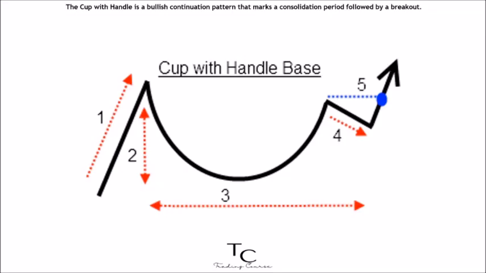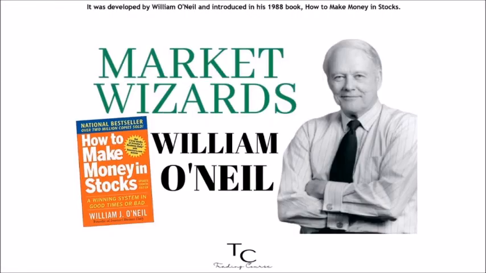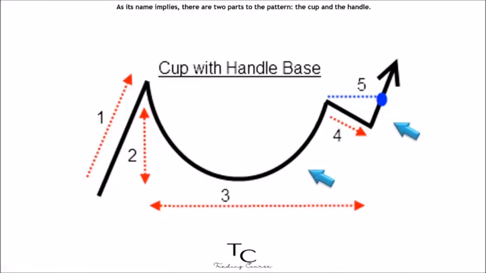The cup with handle is a bullish continuation pattern that marks a consolidation period followed by a breakout. It was developed by William O'Neill and introduced in his 1988 book, How to Make Money in Stocks. As its name implies, there are two parts to the pattern, the cup and the handle.